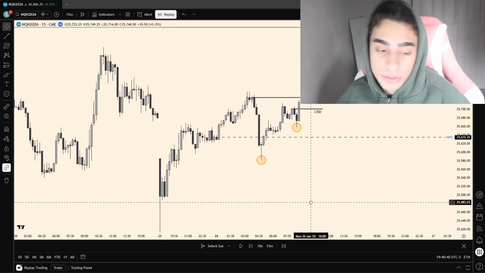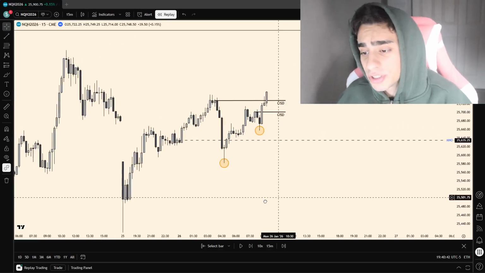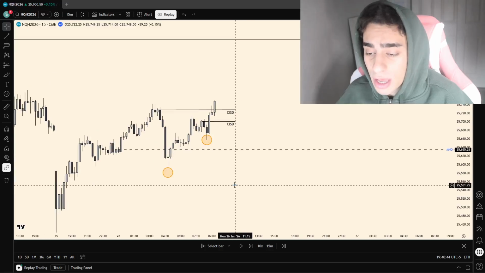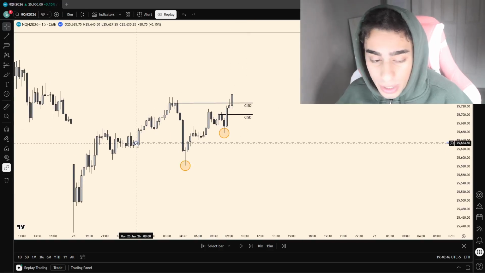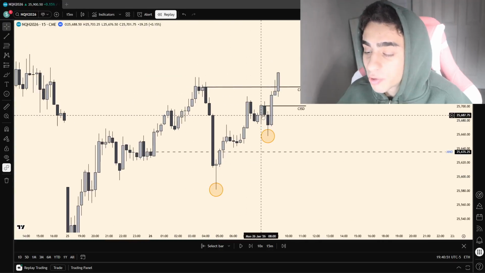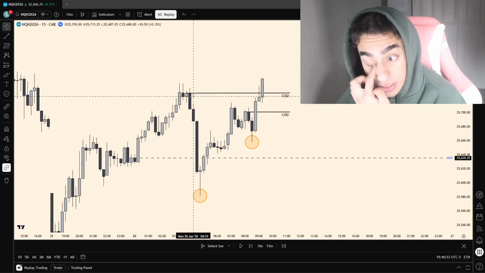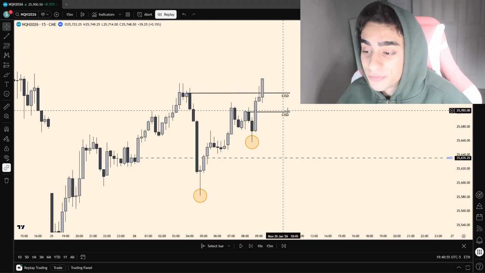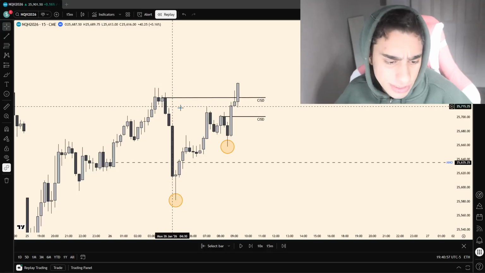Before market open, I was bullish, right? And I want to explain why I was bullish, and it's because of the daily power of three. So we have midnight open right here, right? And what did we do after midnight open? We went up, we went down, and then we created two CISDs, right? This is the higher time frame CISD. And this is the 15-minute CISD right here. This is the 1 hour CISD, I think.